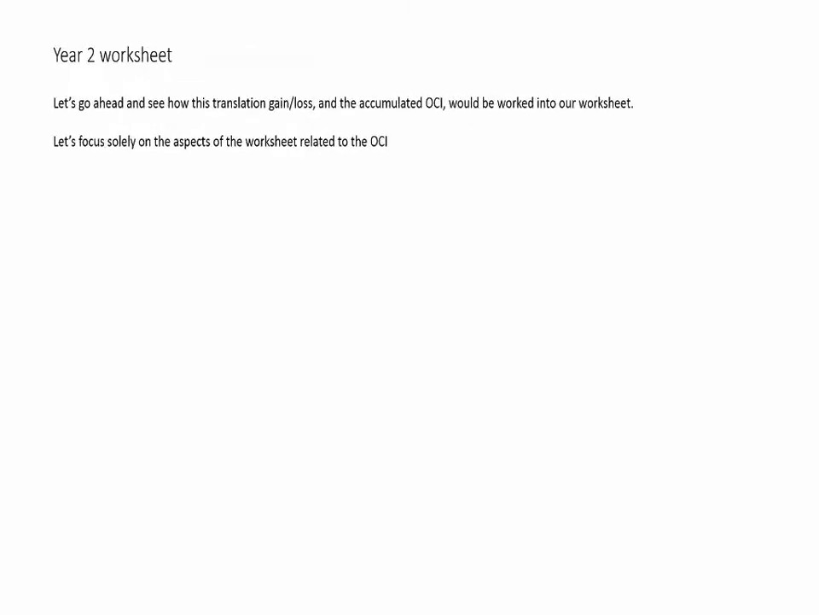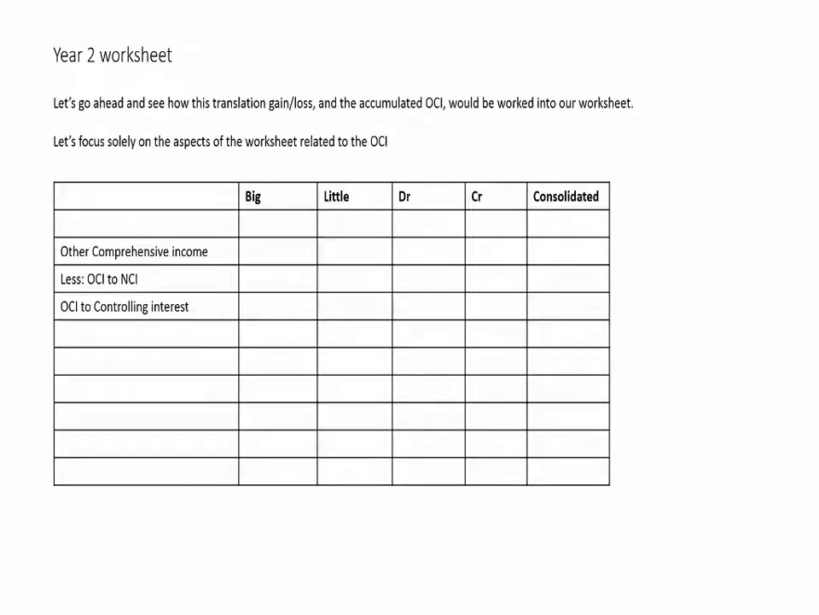Okay, let's go ahead and see how the translation gain or loss and the accumulated other comprehensive income would be worked into our worksheet. Instead of doing the entire worksheet, let's just focus solely on the aspects of the worksheet related to the other comprehensive income. So here's our 6-column worksheet, and the two things that we're going to be adding to our worksheet. First, we have our statement of other comprehensive income.